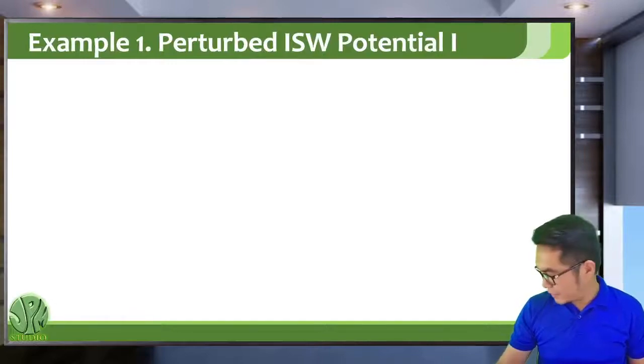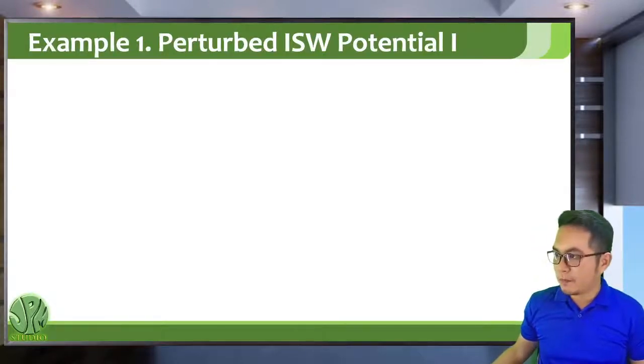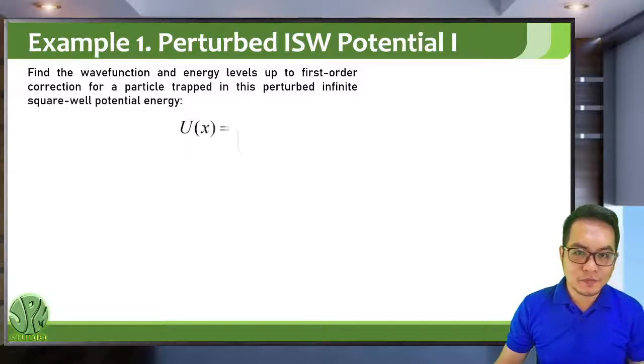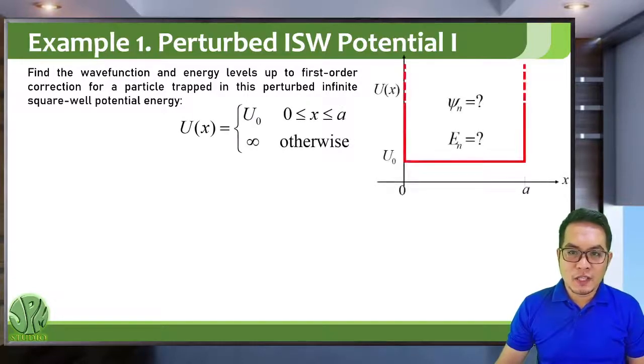Example number 1. Let's go directly to an example. The first example is a perturbed infinite square well potential. So this is now our new system. Find the wave functions and energy levels up to first order correction for a particle trapped in this perturbed infinite square well potential energy.